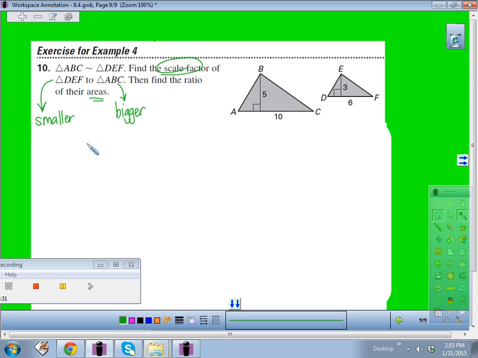Alright, so the scale factor of the smaller to the bigger this time. So I could pick the height of the smaller, 3, over the height of the bigger, 5. And that would be my scale factor. Then, to get the ratio of the areas, we would just square that. 3 squared over 5 squared. So 3 squared is 9, and 5 squared is 25. So that is the ratio of their areas.